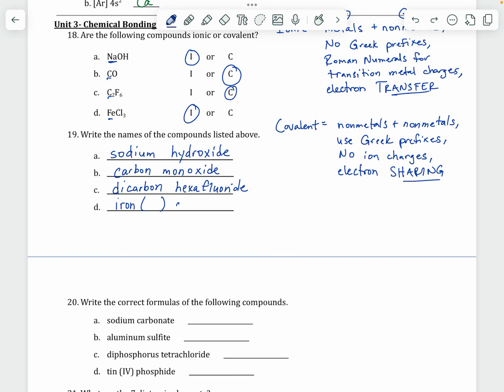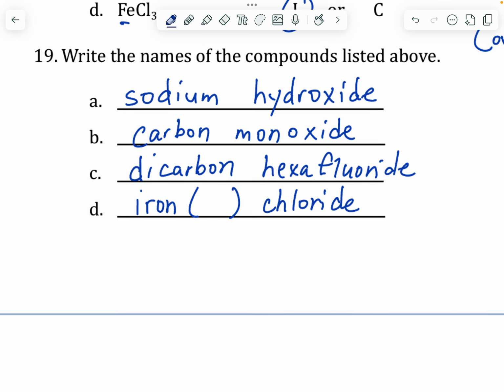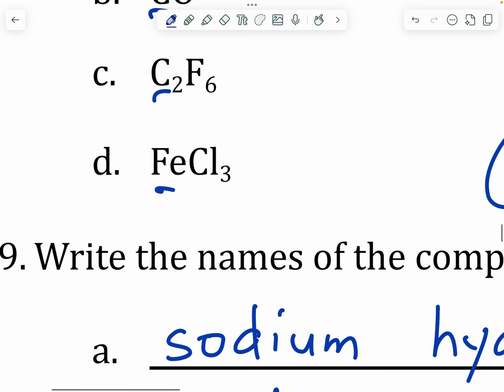So we know that this is going to be chloride, no prefixes because it's ionic. But how do you figure this out? Well, chlorine, we know for sure chlorine has a -1 charge, and we see that there's 3 of them. So 3 -1s create an overall negative charge of -3. And in order to balance that out, this one iron must have a +3 charge because we need the overall charge to be 0. +3 does cancel out -3, and we are good to go there.